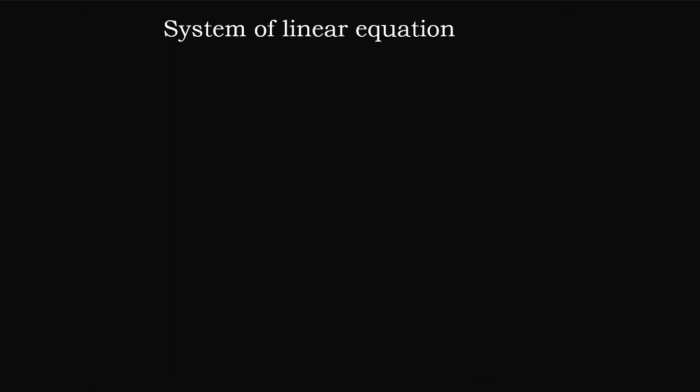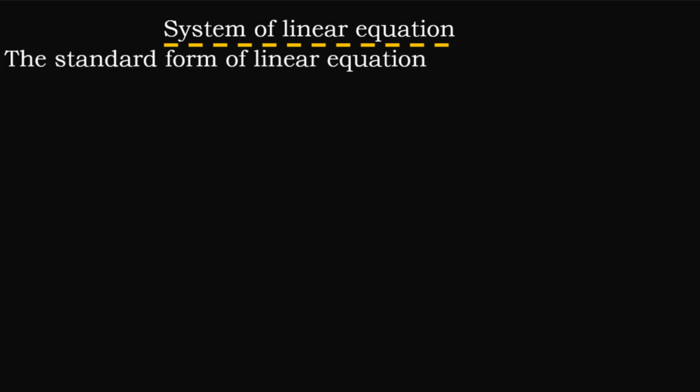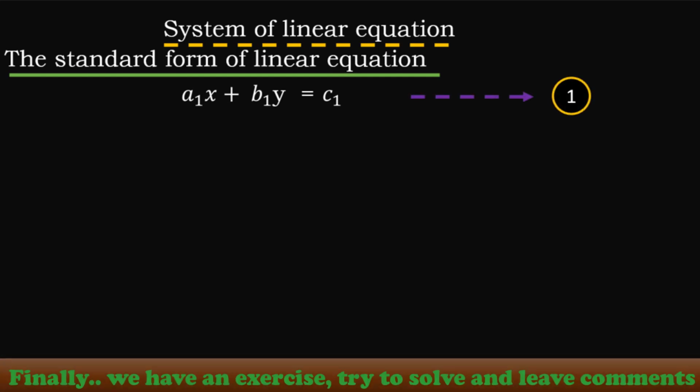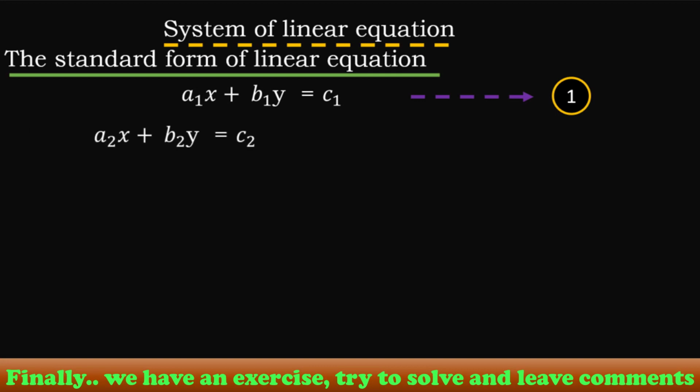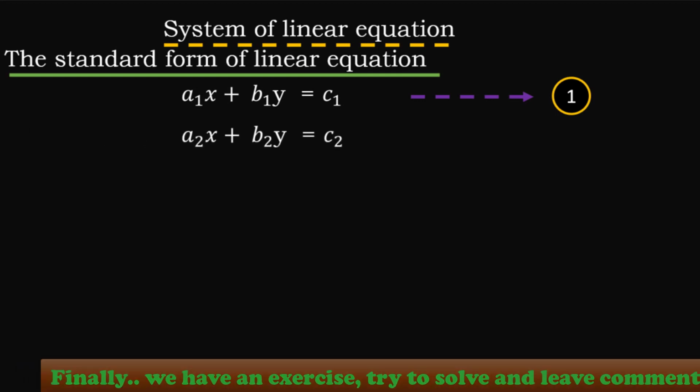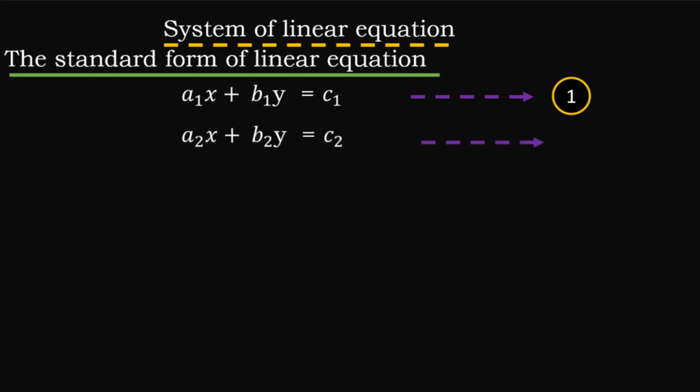Hi guys, our lesson today is about systems of linear equations. The standard form of a linear equation is a sub 1 x plus b sub 1 y equals c sub 1. This is the first equation. The second equation is a sub 2 x plus b sub 2 y equals c sub 2.